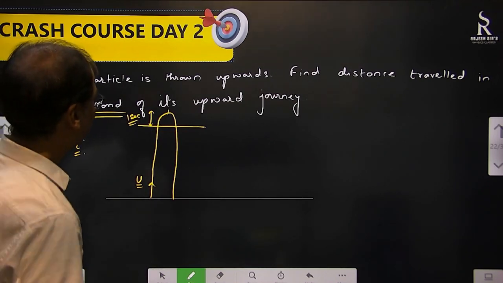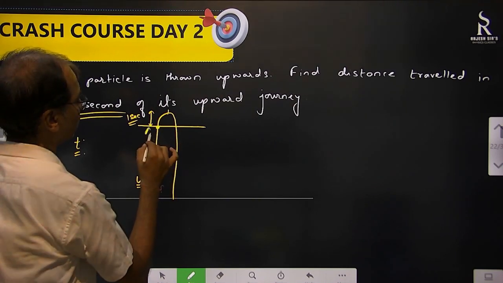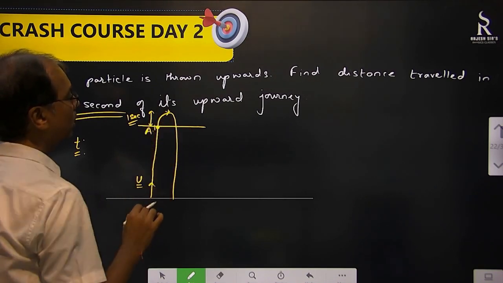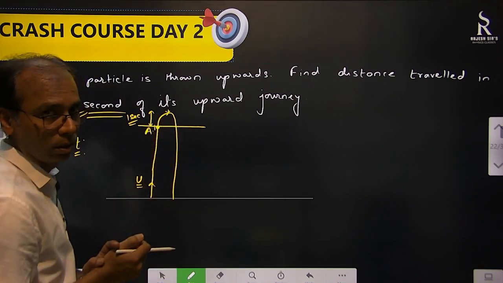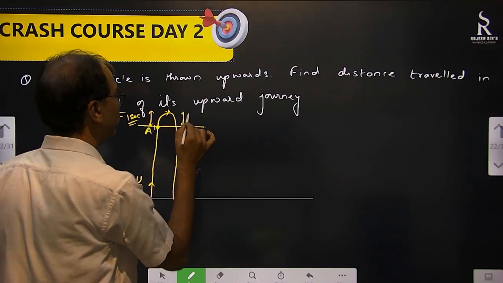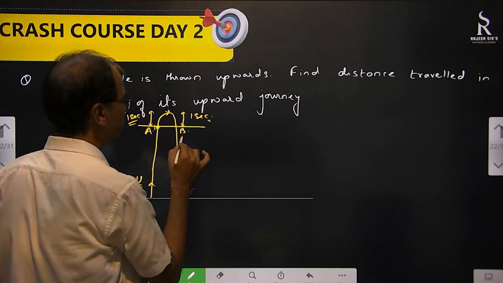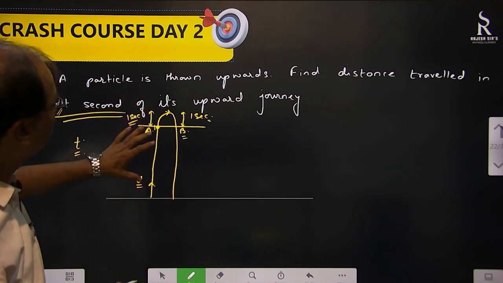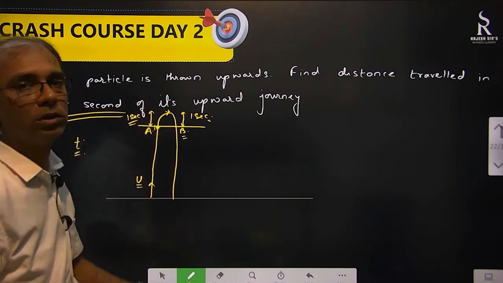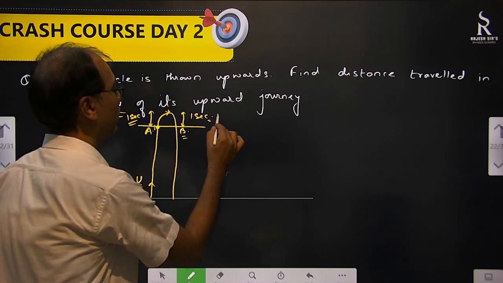Correct or not? So suppose in t minus 1 second you reach this position here. In the last 1 second you travel to the top. Now let's talk about its downward journey. In the downward journey, this distance it's going to travel in the first second. Where will it be? It will be here at the same height. So the distance traveled here in the last second is the same as the distance traveled in 1 second in the downward journey. That's easy, no? Yes or no?